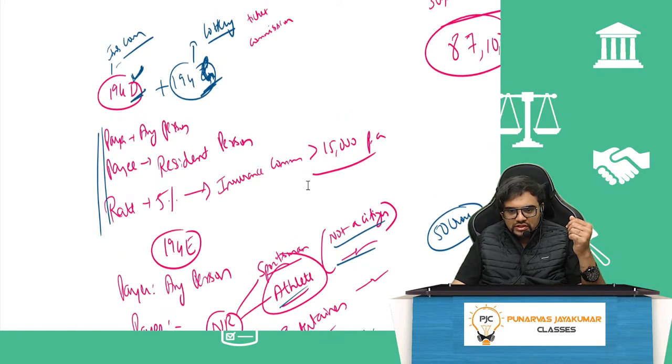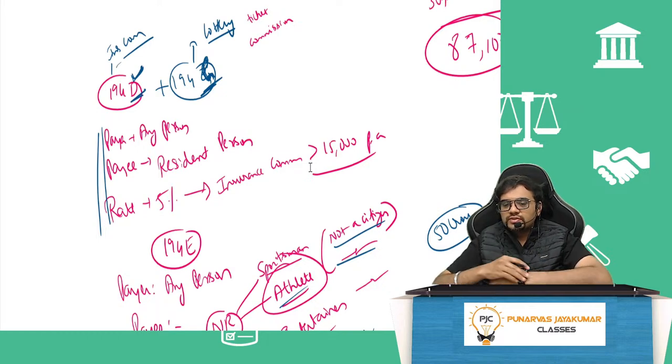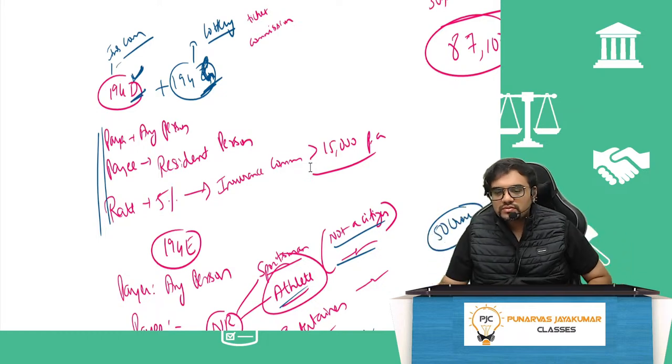Insurance commission, lottery and all these things, ticket commission. 194D is insurance commission. 194G is lottery, that is, people in Kerala will sell lottery tickets, no? That commission, if they are getting, that is 194G. Both are similar concepts, 5%, but the commission paid should be more than 15,000 rupees per annum.